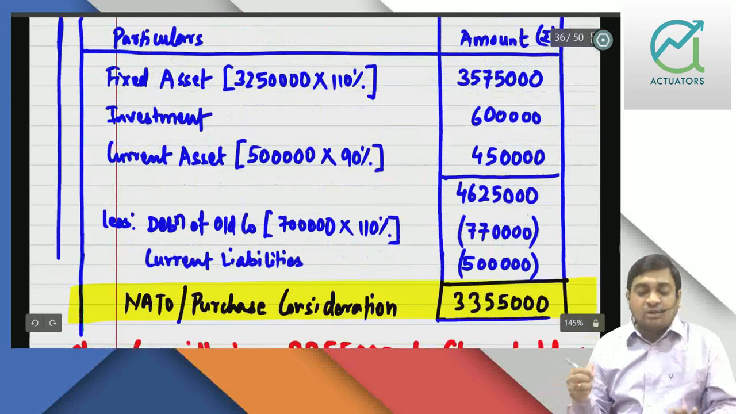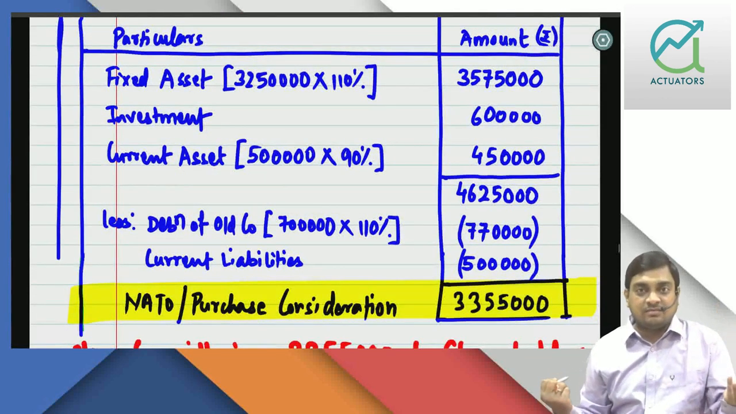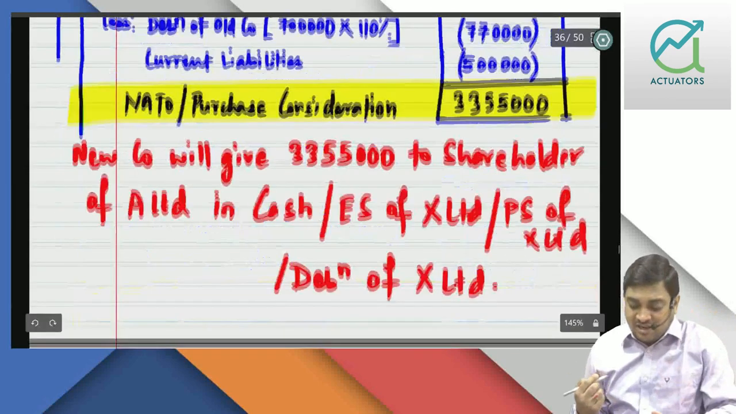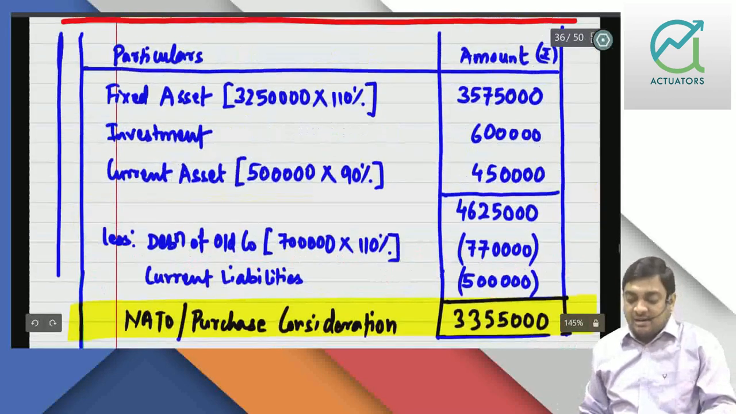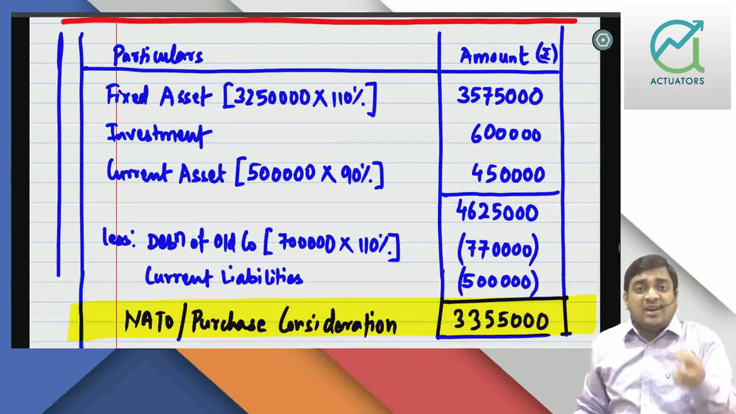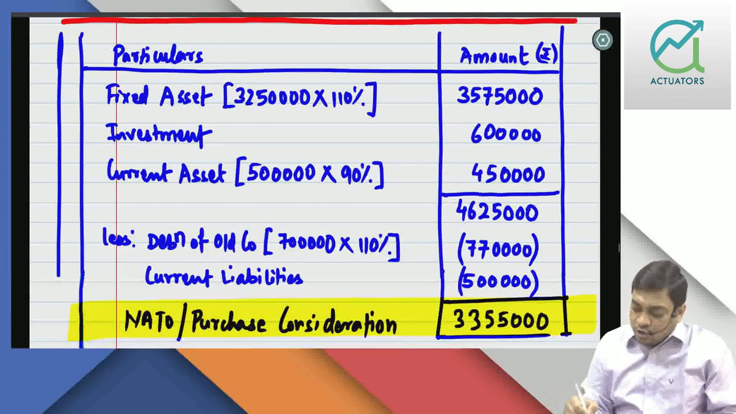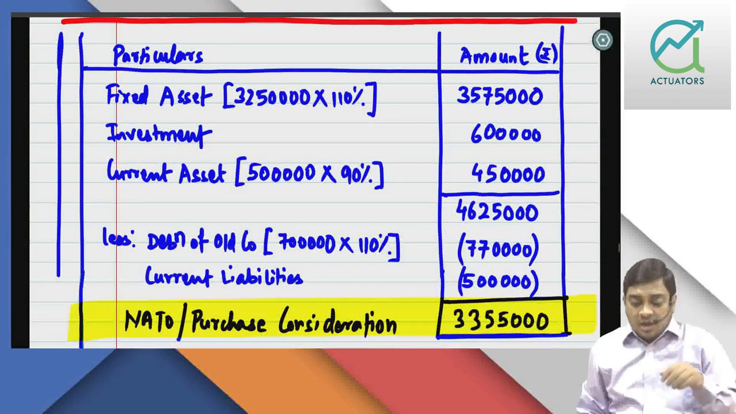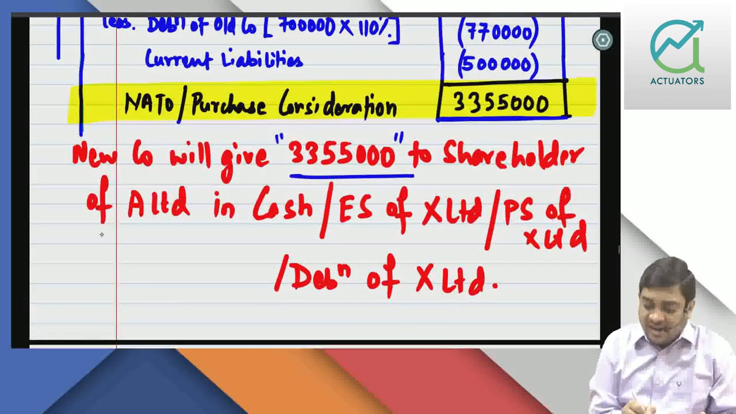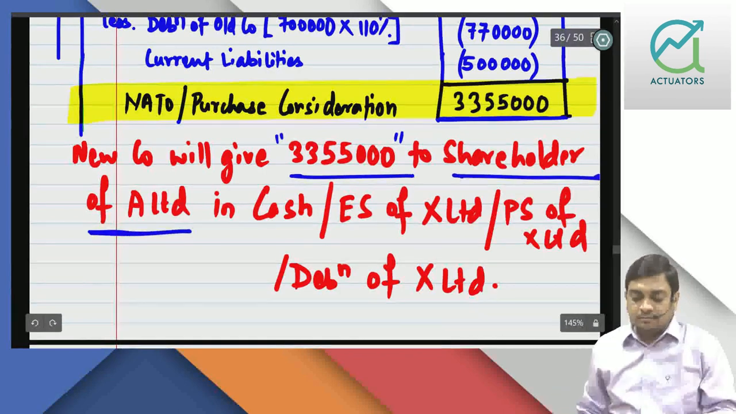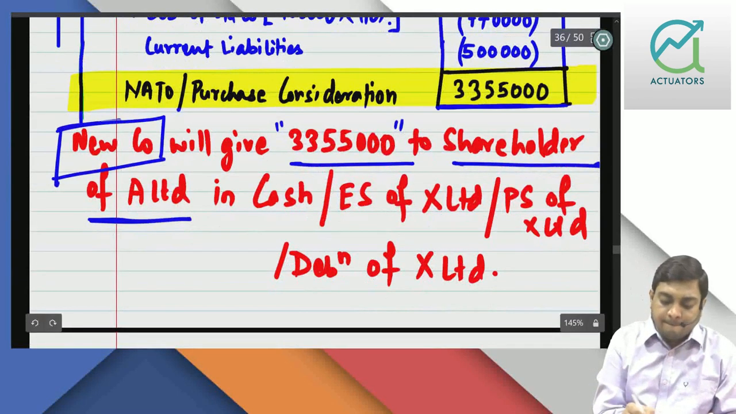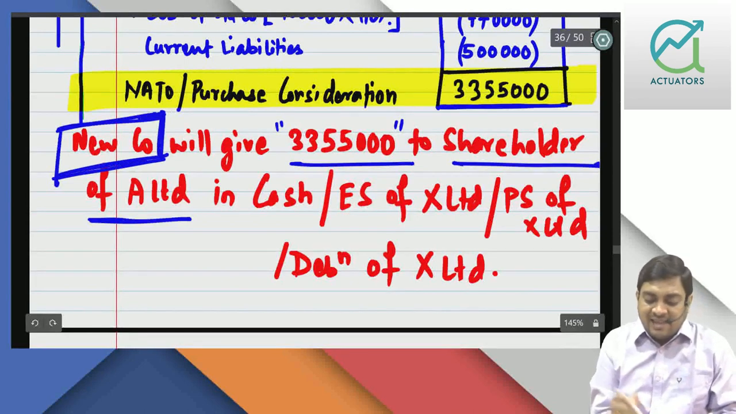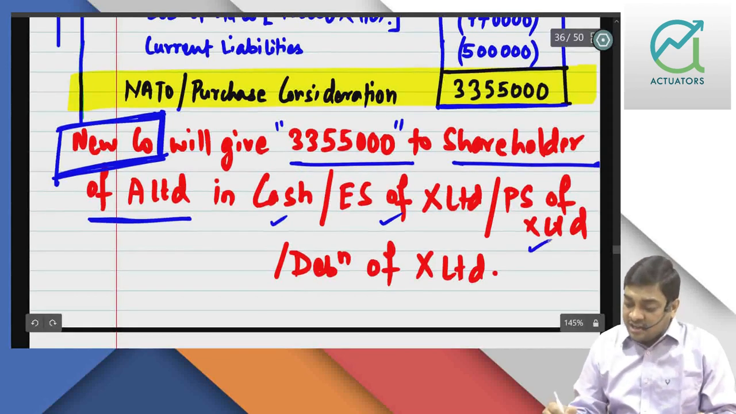So once I know the amount, if I know the payment details, directly I know what the new company is giving: how many shares, how much cash, how many debentures, right? But in this case, first of all, we have to determine the amount by net asset method. So in order to determine the amount, you bifurcate at what price you have purchased individual assets and liabilities. Then you calculate NATO. So this is your PC amount. Now this PC, the shareholders of A Limited will get from the new company. And how are things to be settled? Either the new company will give cash, or its shares, or its preference shares, or its debentures.